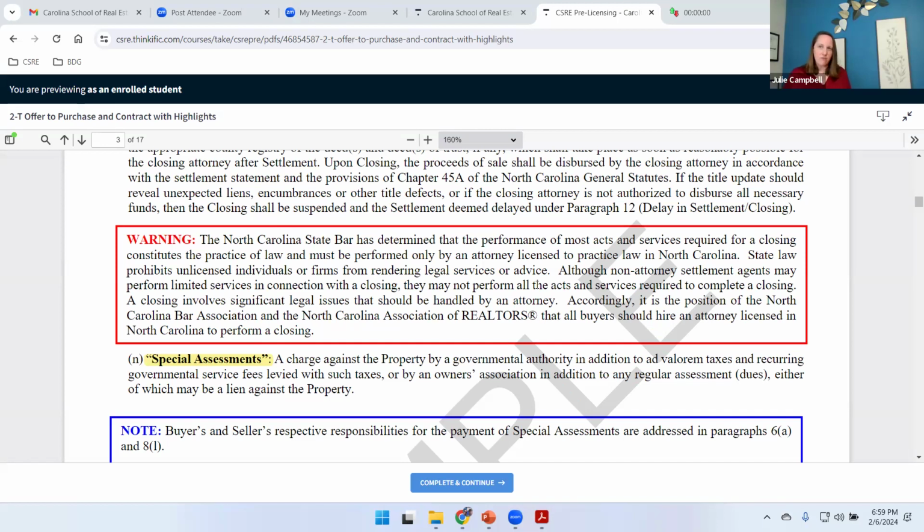And I think that's important for us because you very well may be working with a buyer that's moving here from another state. And if they're not used to the way we do it, they may look at you and say, do I have to hire an attorney? And our answer is, if the property is located in the state of North Carolina, yes. And that's what that red warning is reminding us about.